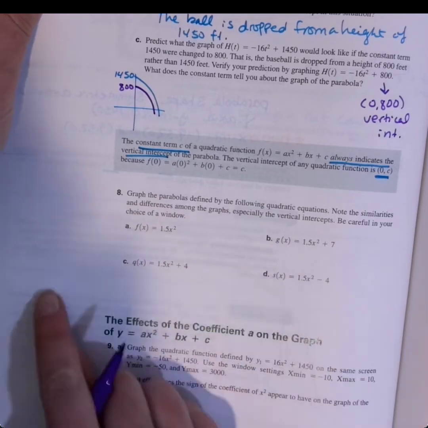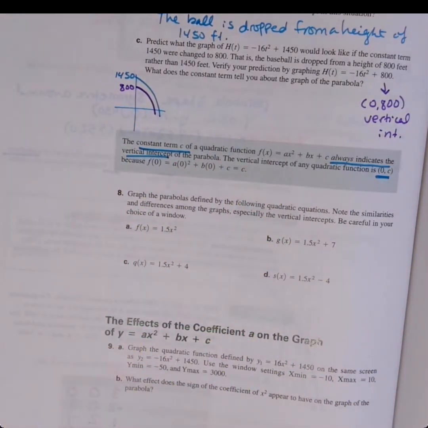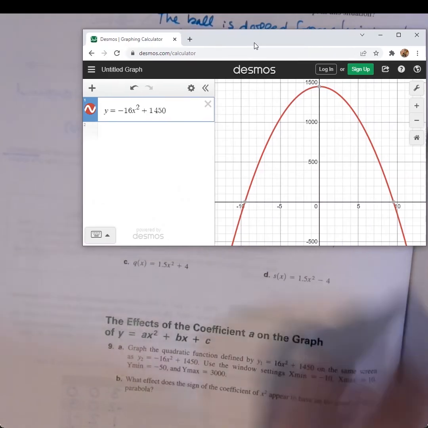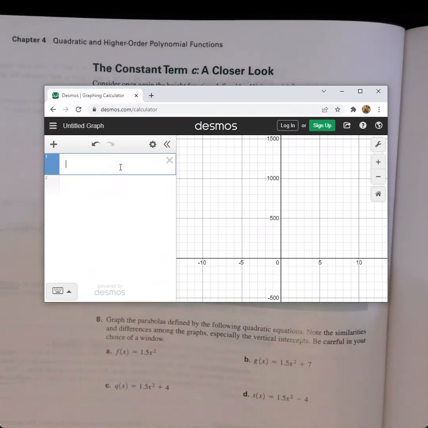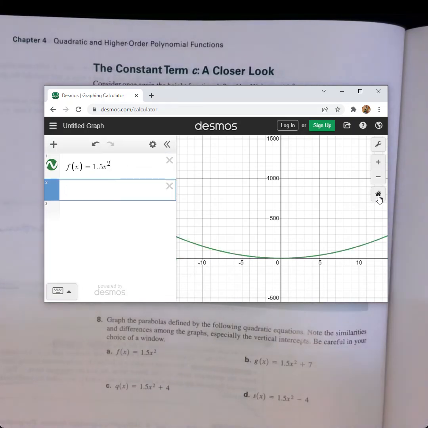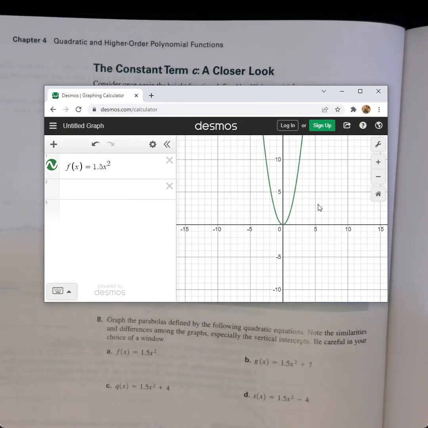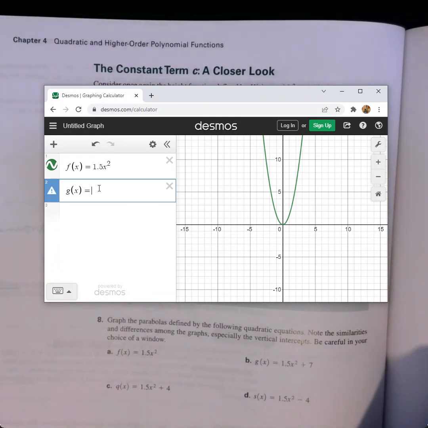So it wants us to graph each of these. Okay, so they are very similar functions. So I'm going to pull the book down a little bit and just graph them all. So I've got f of x equals 1.5x squared. I'm going to resize my window here. It does say be careful of your choice of a window. I resized my window away from the one that had the huge y-intercept of 1450 because I didn't need to be that high anymore. So I jumped back to a standard window and then zoomed out a little bit. And that seems to be sufficient for this graph.